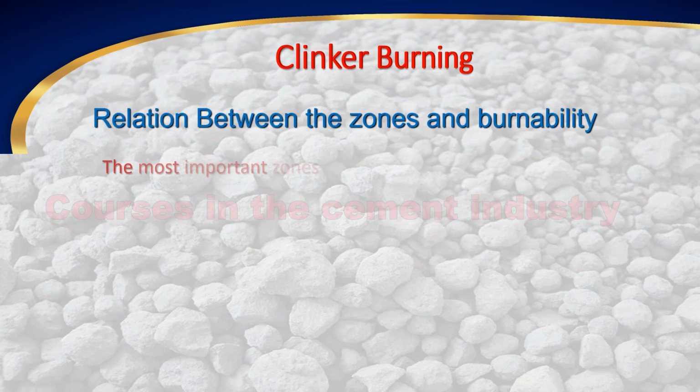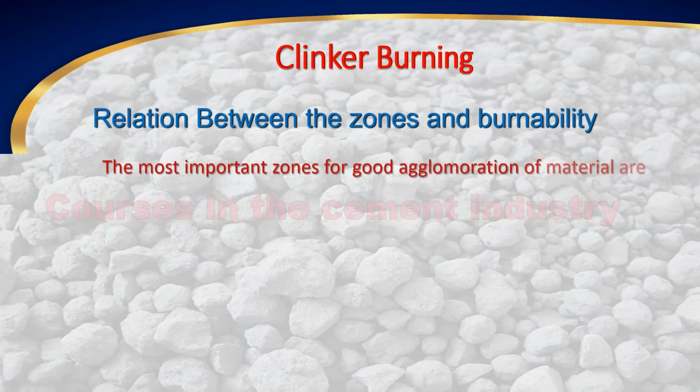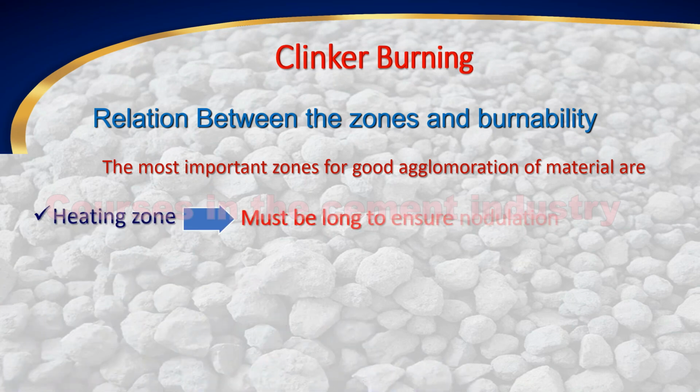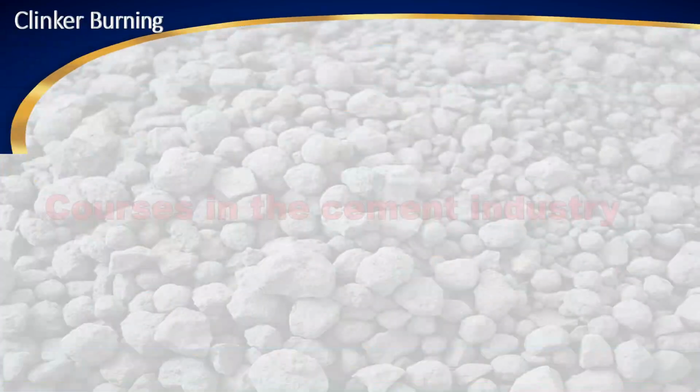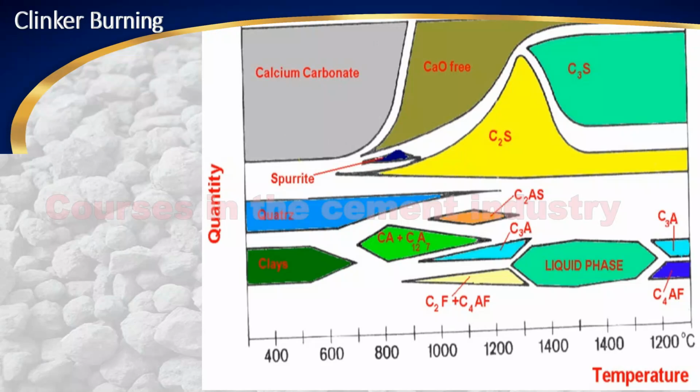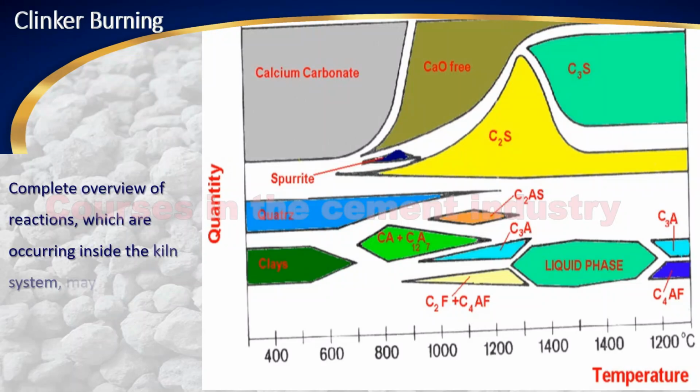The most important zones for good agglomeration of material are: 1. Heating zone. Must be long to ensure nodulation. 2. Liquid zone. Reduction of lime saturation factor, aluminum modulus, and silicate modulus produce easy burning. This chart explains a complete overview of reactions occurring inside the kiln system, which may be illustrated on the following diagram.